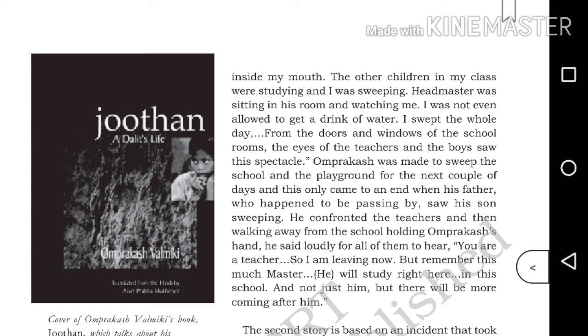Om Prakash Valmiki is a famous Dalit writer, and his autobiography is known as Joothan. Okay, in this book, he has written about the discrimination that he faced during his childhood when he attended school. He was not allowed to sit with other students. He sat on the floor. He was asked to sweep the playground and school by his headmaster. When his father came to know about the incident, he took his son out from there.